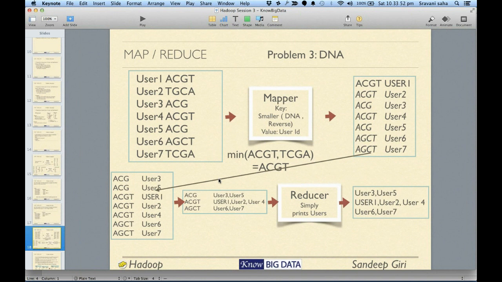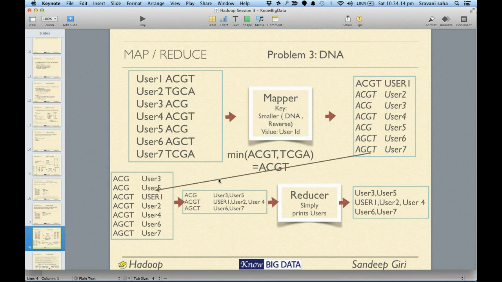Ignoring one of the sets is going to be again a tricky problem if you think about it. All right. So the mapper led to this, then we got these details and we are through.